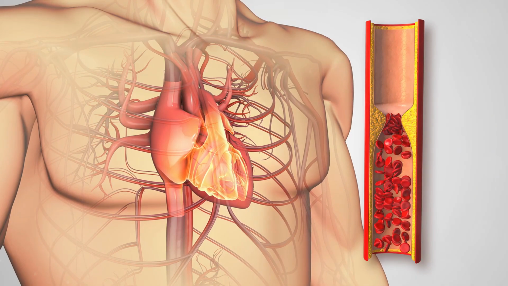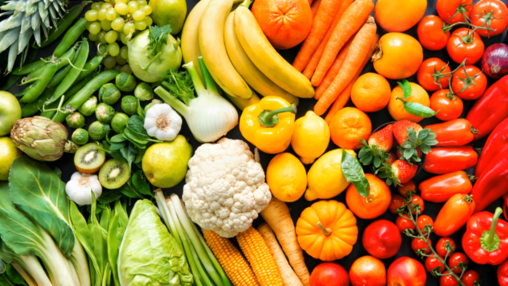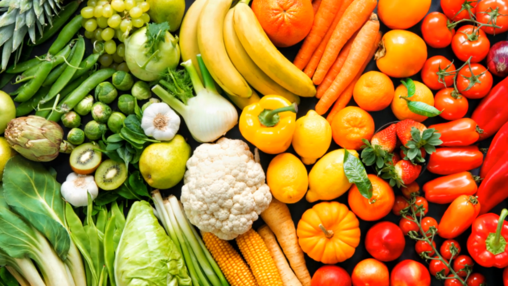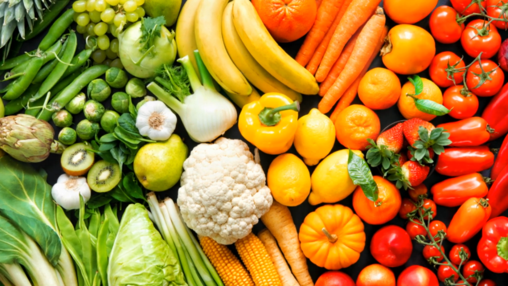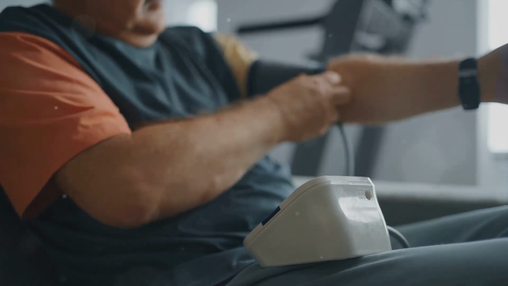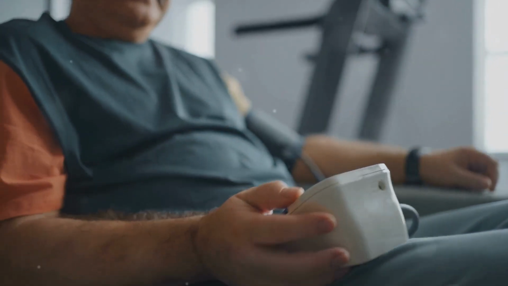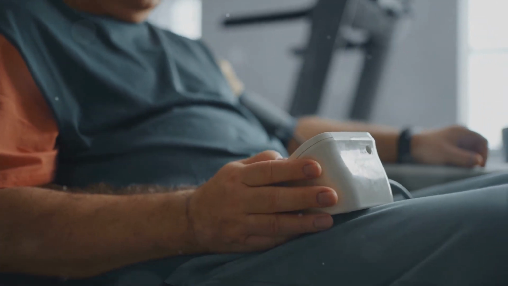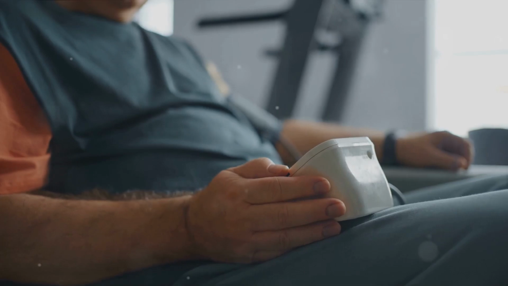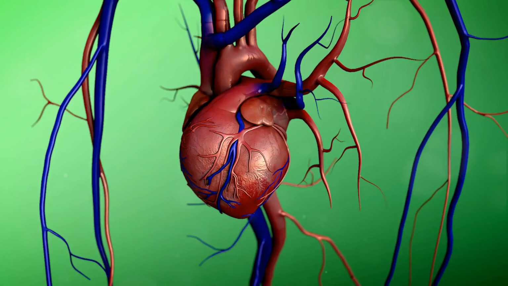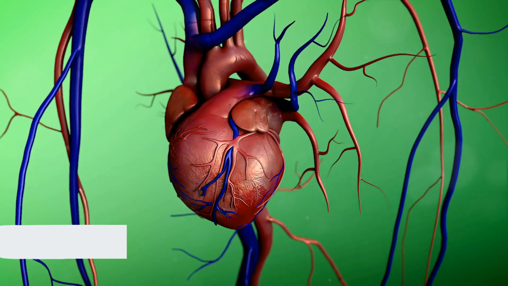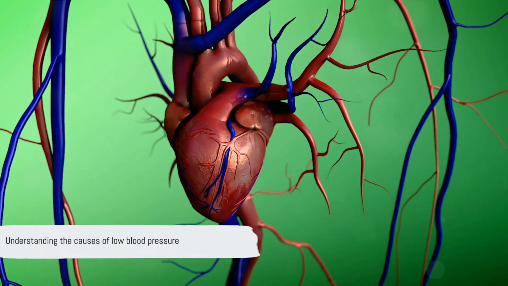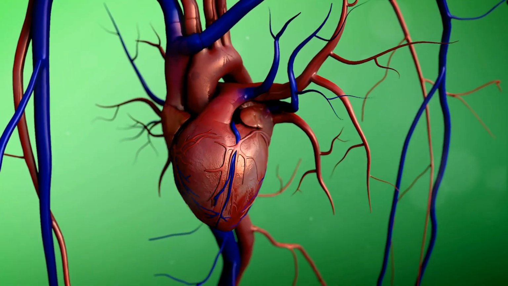Nutritional deficiencies are another factor to consider. If your body is lacking essential nutrients like vitamins B12 and folate, it could contribute to lower blood pressure. Lastly, certain neurological conditions can affect blood pressure. Disorders like Parkinson's disease or autonomic neuropathy can disrupt the autonomic nervous system's regulation of blood pressure, leading to lower levels. So, as you can see, low blood pressure can result from a variety of causes.